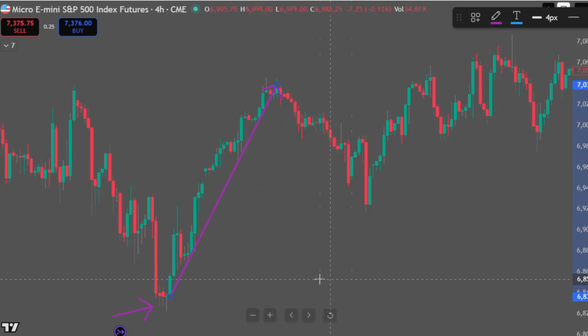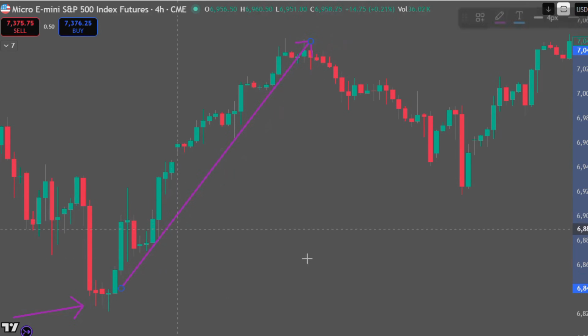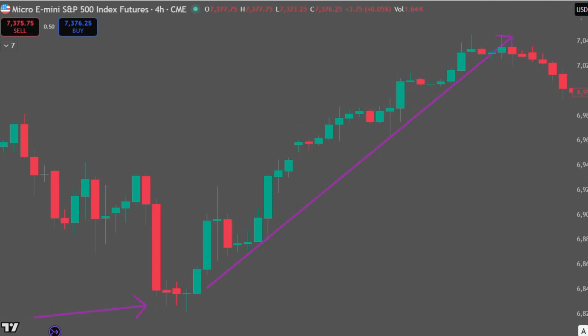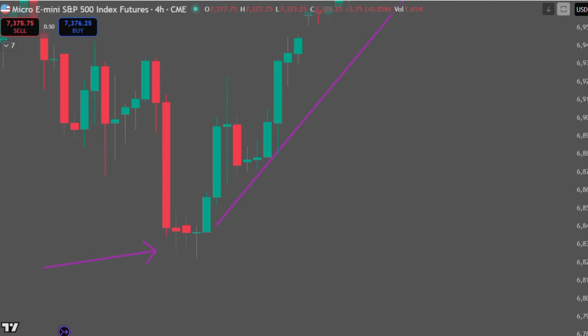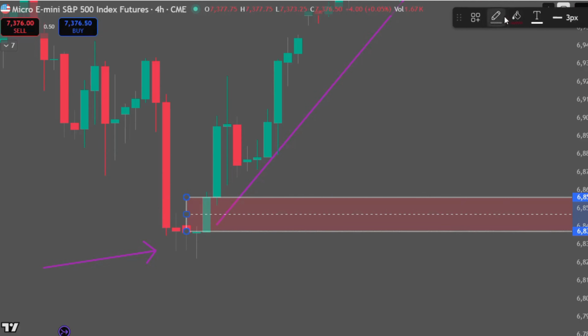It should reject. So one of the most important things to watch is what happens when price revisits these areas later on. Markets often remember important imbalance areas. Now when price returns, buyers or sellers may become active again.